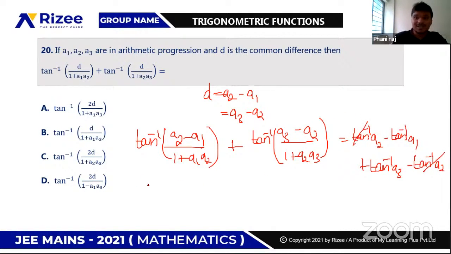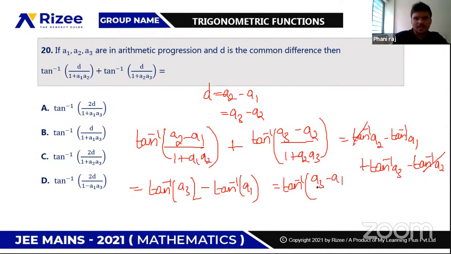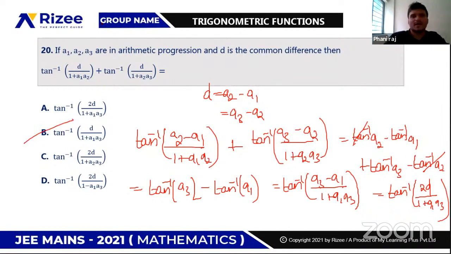You get tan inverse of A3 minus tan inverse of A1, which is same as tan inverse of A3 minus A1 by 1 plus A1 A3. But A3 minus A1 is 2D, correct? This is same as tan inverse of 2D by 1 plus A1 A3. Option B is the correct answer.